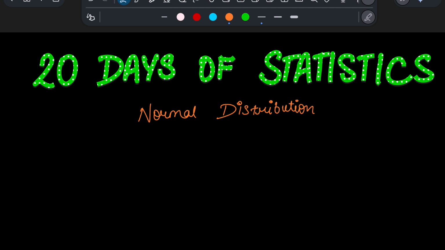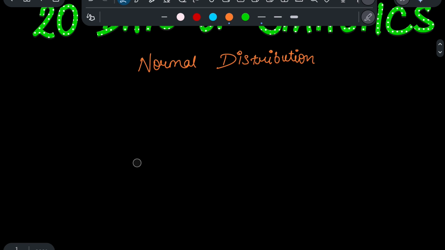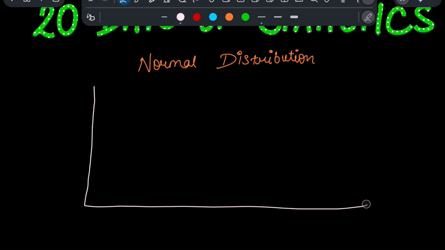A normal distribution is a probability distribution where most values cluster around the average, that is the mean. The values farther from the mean occur less frequently and the distribution is symmetric. Its shape looks like a bell, which is why it is known as the bell curve. Let me draw a normal distribution graph for you. So this is how a normal distribution graph would look.